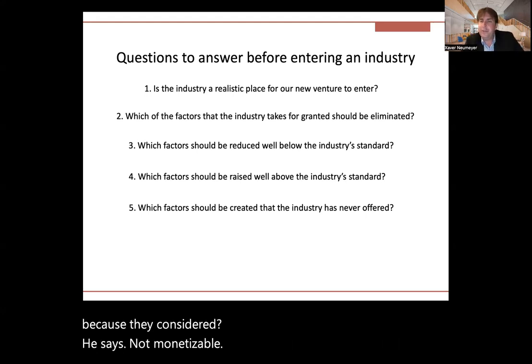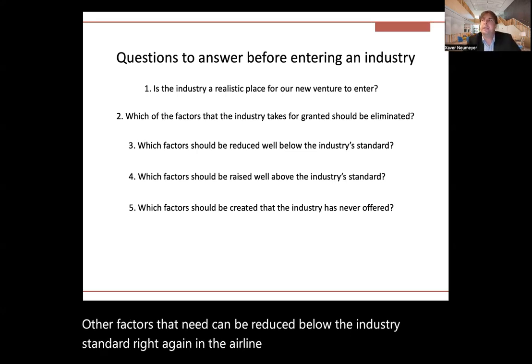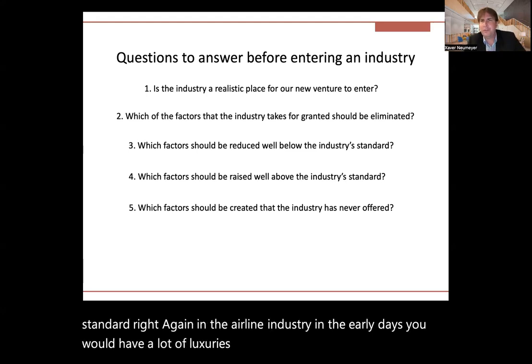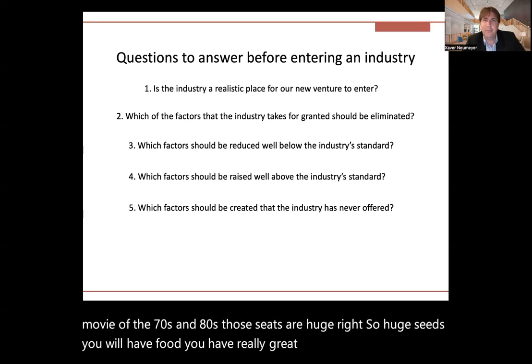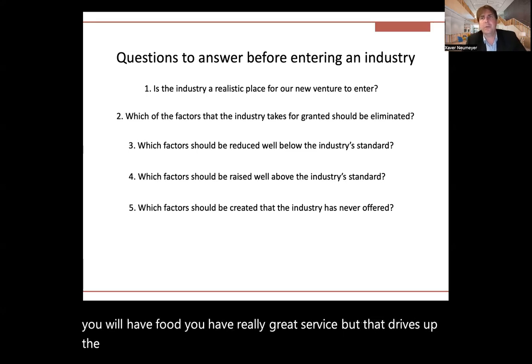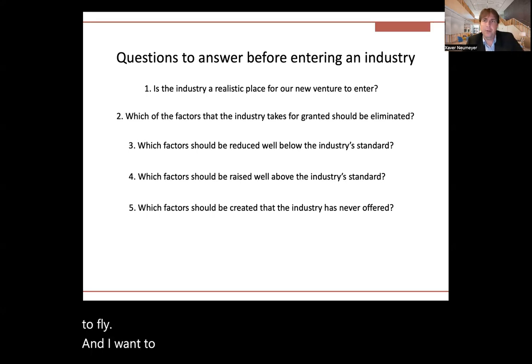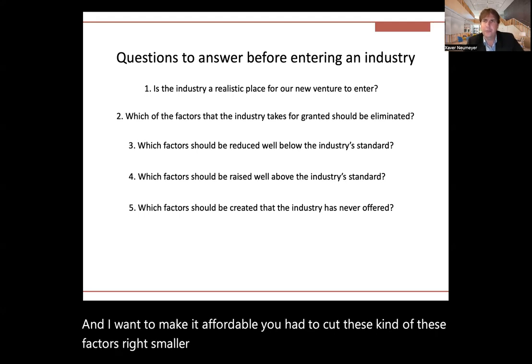Are there factors that can be reduced well below the industry standard? Again, in the airline industry, in the early days, you would have a lot of luxuries, like large seats. If you ever watched a movie of the 70s and 80s, those seats are huge. So huge seats, you have food, you have really great service, but that drives up the cost. And as more people wanted to fly and wanted to make it affordable, you had to cut these factors: smaller seats, less food or no food, et cetera.